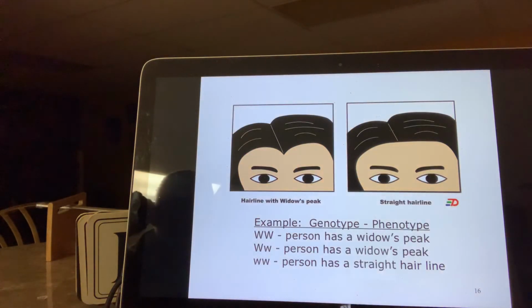So we're going to give some examples. We're going to talk about widow's peak. We'll use this as the example. The presence of a widow's peak is a dominant allele, which means someone with a widow's peak, which is shown here, either has to have two dominant alleles or a dominant and a recessive allele. These people will all look the same. They'll have a widow's peak. If you have a straight hairline and no widow's peak, that is a recessive trait, which means the only way you can have that is to have a genotype of little w, little w. In other words, you got a recessive gene from both your mother and your father to allow for that straight hairline.